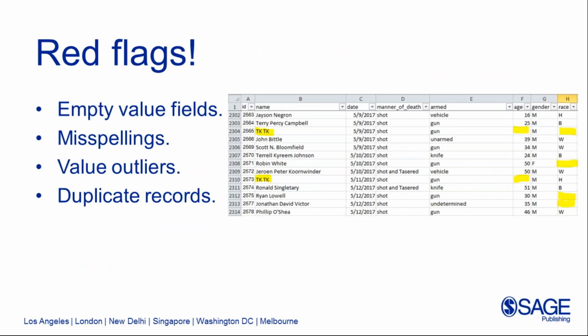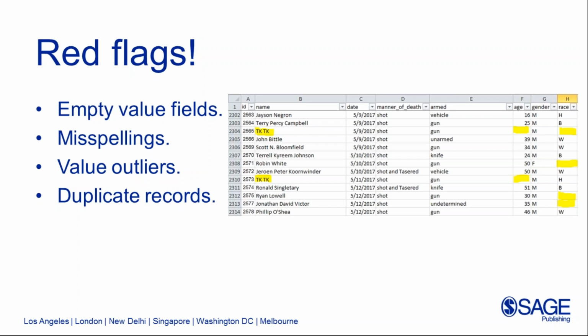So I mentioned red flags, and I wanted to list some common ones that I have come across and that students should also keep an eye out for when evaluating a data set. So, empty value fields. Does the data documentation explain if these are zeros, or are they actually missing, or are they suppressed? If they are missing or suppressed, then why are they suppressed?